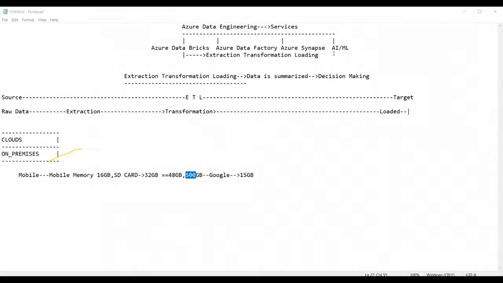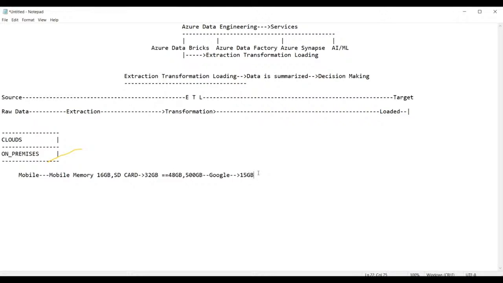My question is that my mobile memory already has 16 GB, and I have installed an SD card that has 32 GB of memory. Totally both memories amount to 48 GB, but I have 500 GB more to be stored. So for that, I took the support of Google Drive, and Google Drive is providing only 15 GB. What is the alternative for me now? External hard disk.